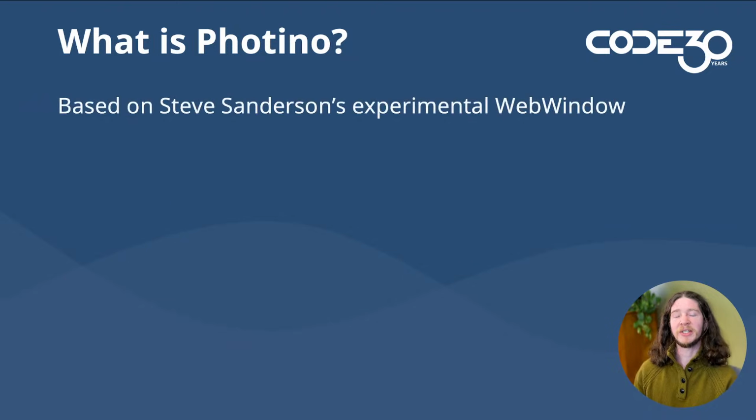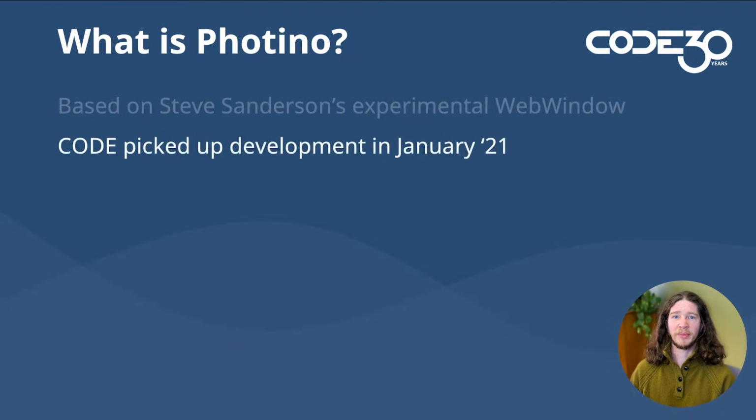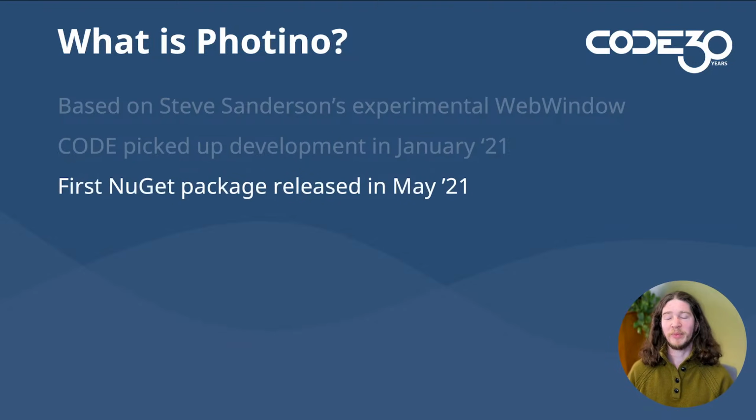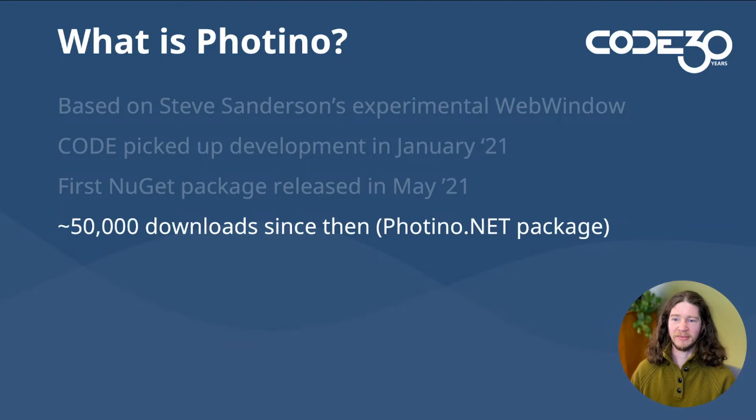Photino is originally based on an experimental project from Steve Sanderson that we picked up in 2021 and took the baton and really ran with that. Our first NuGet package was released in May of 2021. And since then, and I just checked, we're at about 56,000 downloads if you look at NuGet.